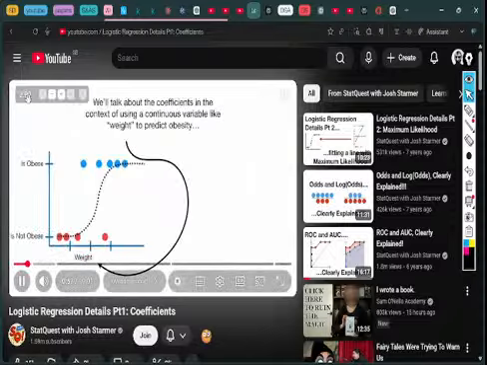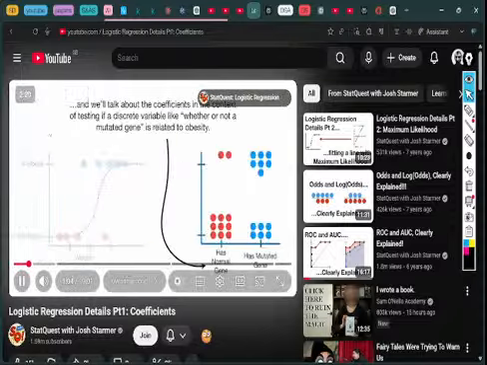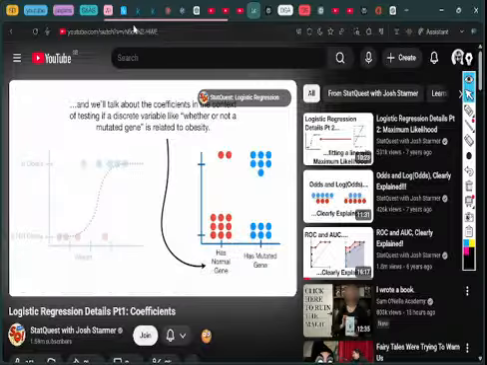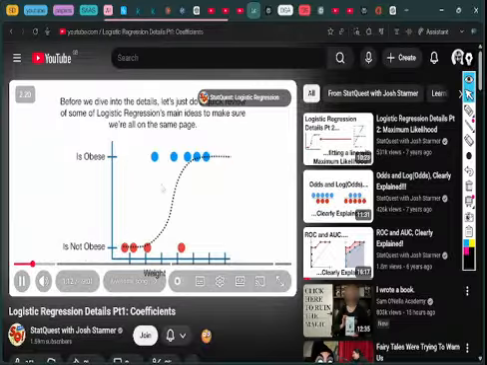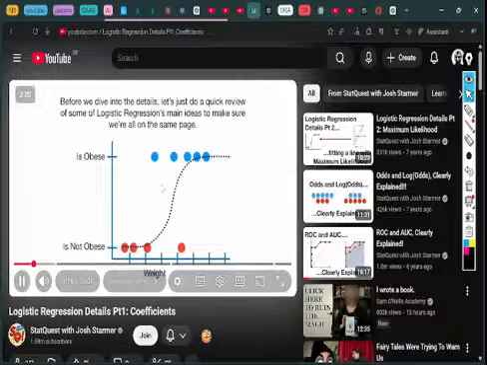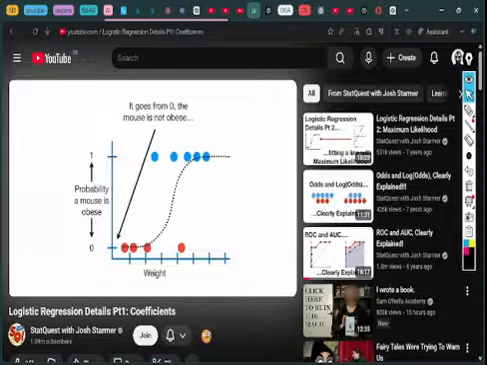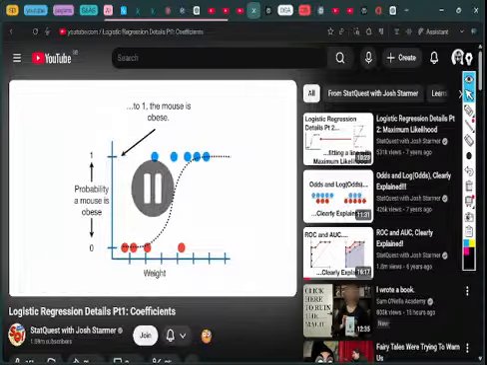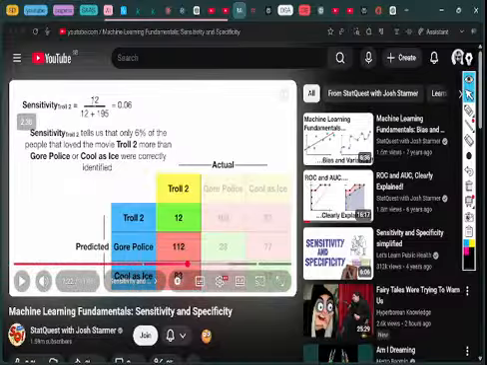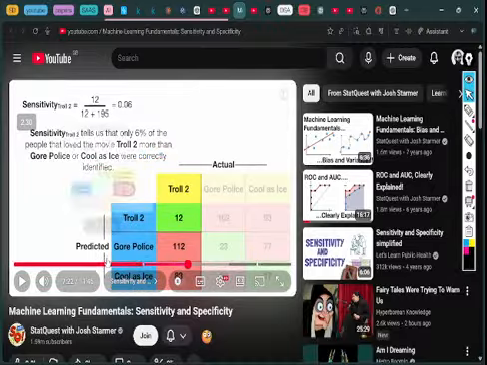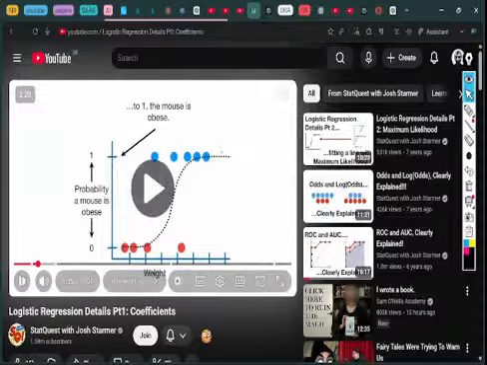We'll talk about the coefficients in the context of using a continuous variable, like weight, to predict obesity. And we'll talk about the coefficients in the context of testing if a discrete variable, like whether or not a mutated gene, is related to obesity. Before we dive into the details, let's do a quick review of some of logistic regression's main ideas to make sure we're all on the same page. In this example, the y-axis is the probability a mouse is obese. It goes from 0, the mouse is not obese, to 1, the mouse is obese.